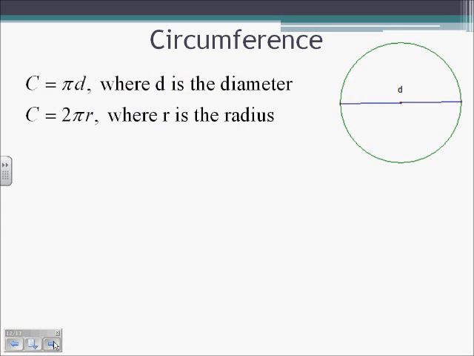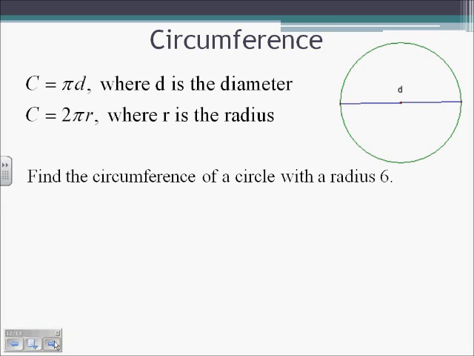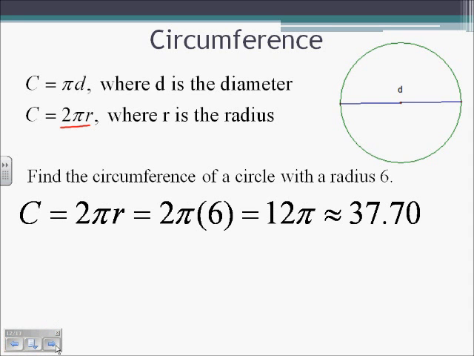Finding circumference. We know circumference is going to equal pi times our diameter, or pi times d, where d is the diameter. Circumference is also going to equal 2 times pi times r, where r is our radius. It's because our radius is half the size of our diameter. So if we were asked to find the circumference of a circle with radius 6, we're just going to plug that in to our second equation here. We know our circumference is going to equal 2 times pi times our radius. So we plug all of that in. We have 2 times pi times 6, so that's going to be 12 pi. Our exact answer would be 12 pi, which is approximately 37.7.